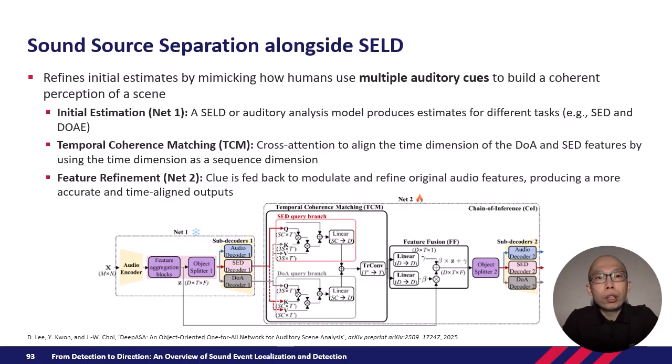A more advanced strategy performs sound source separation and SELD jointly. In this slide, we present an example using the Deep ASA model. This model first generates an initial estimate for the sound event detection and localization as shown in Net 1. A temporal coherent matching module uses cross-attention to align the DOA and SCD features. These aligned features are then used by the feature fusion block to create a fused clue. In Net 2, this clue is combined with the original audio features to produce a more accurate and time-aligned output.